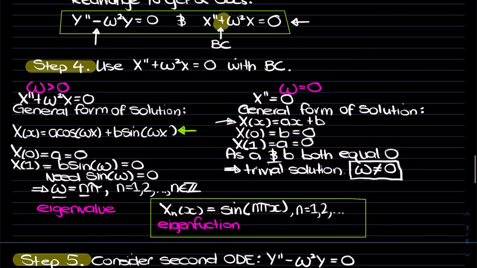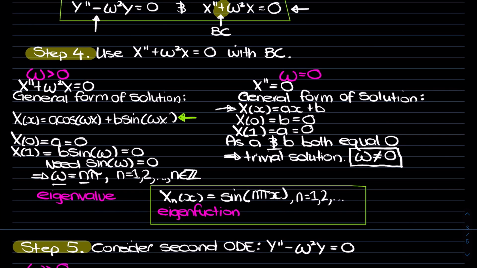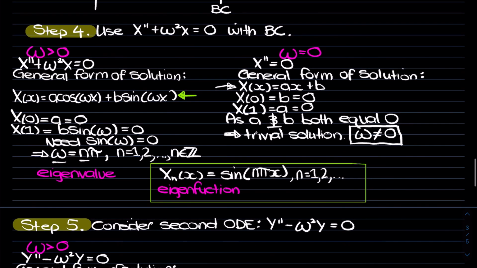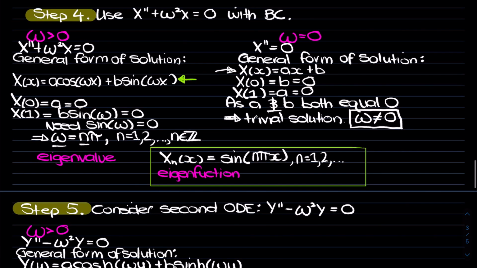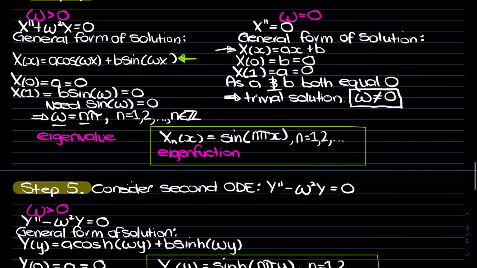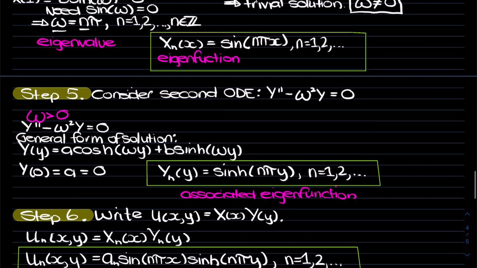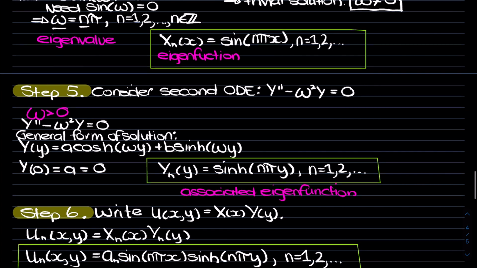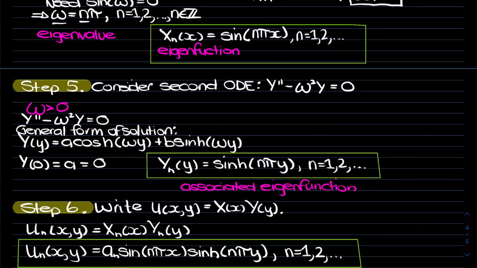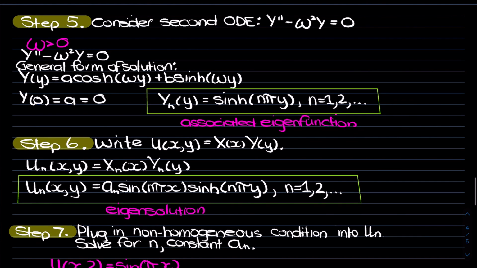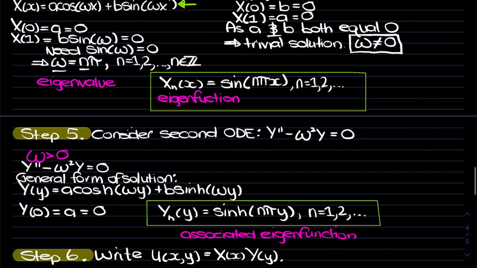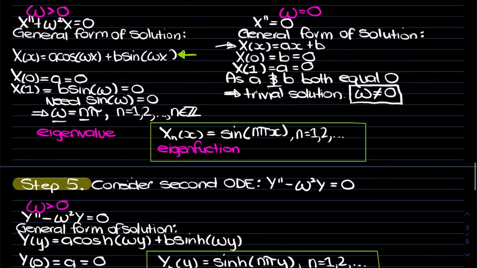Then we used the equation with the two homogeneous conditions. We used that, and we considered the case for lambda equals 0 and lambda greater than 0. Because we're working with Dirichlet boundary conditions, our lambda equals 0 had the trivial solution. So we ended up with a sine eigenfunction. Step 5 was to then consider the second spatial variable, the y ordinary differential equation. We only looked at the case where lambda was greater than 0 in this case, because it had to be greater than 0 in that second case as well.